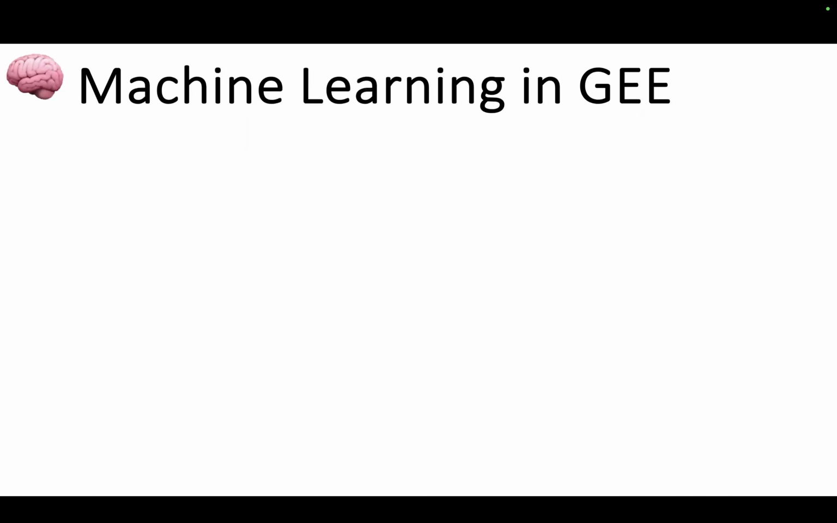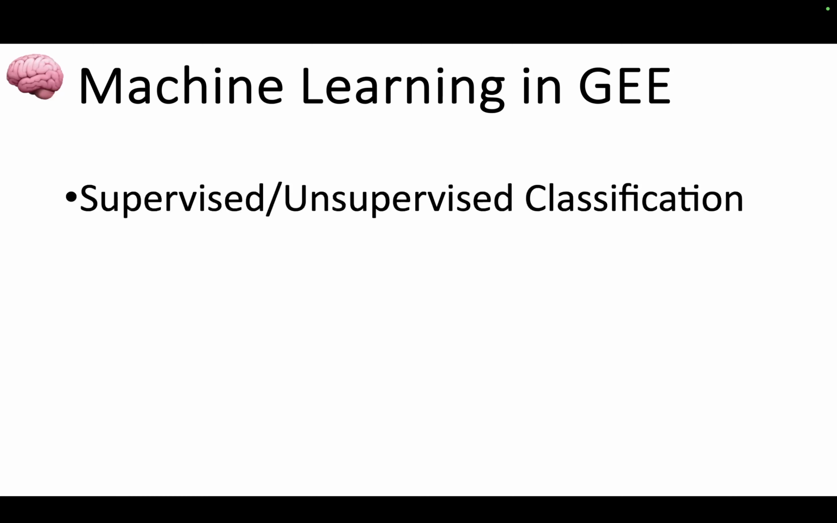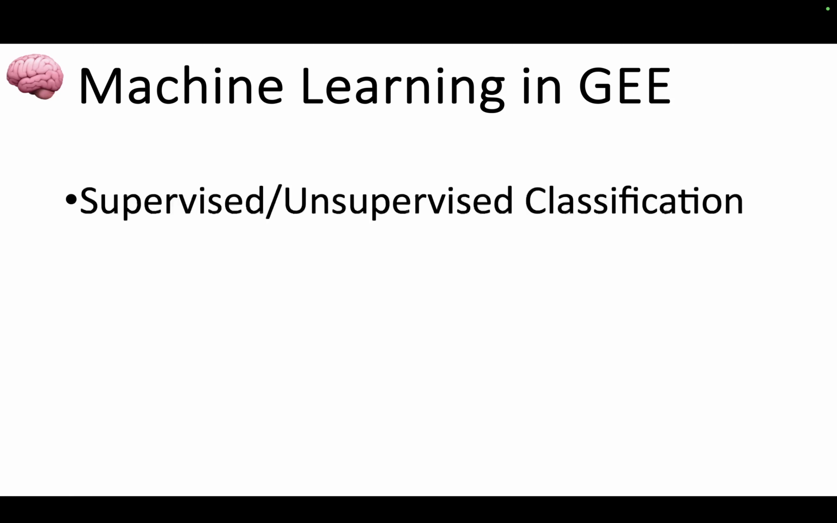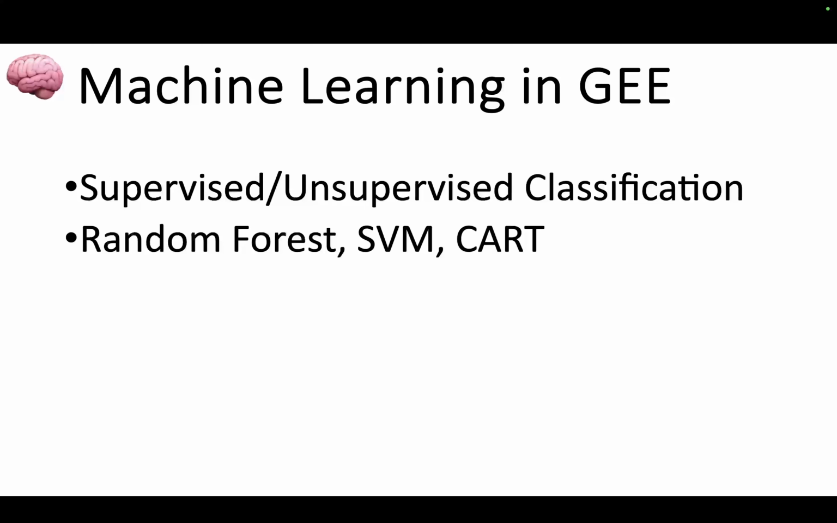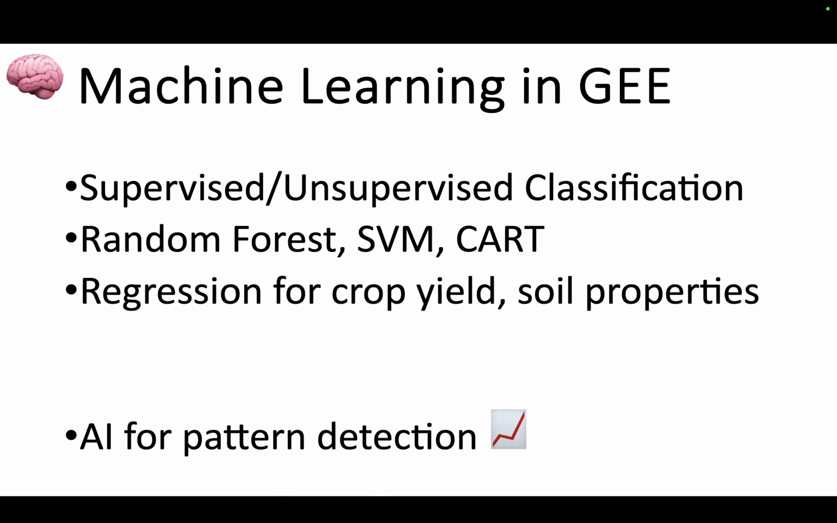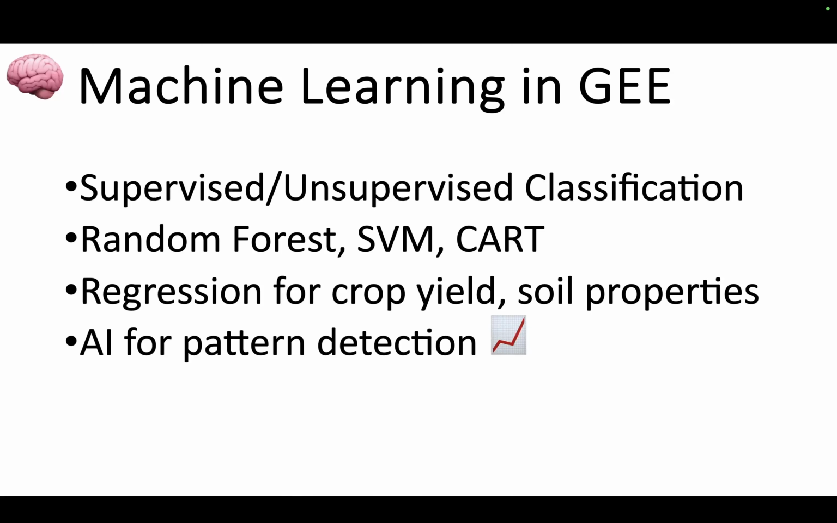And we can also apply machine learning in Google Earth Engine. Different types of machine learning methods we can apply, such as supervised or unsupervised classification, and also random forest, support vector machine, classification and regression trees or CART. We can also apply regression for crop yield or soil properties. And AI for pattern detection we also use in Google Earth Engine.